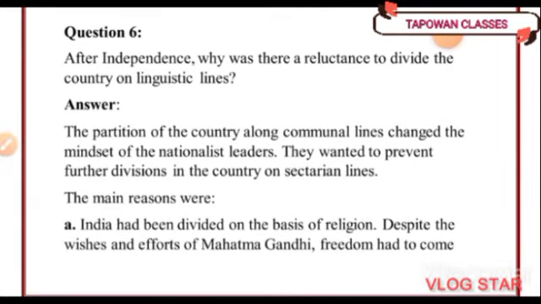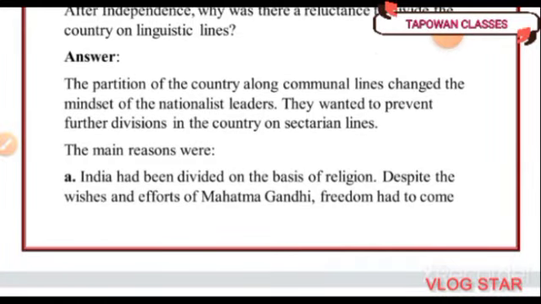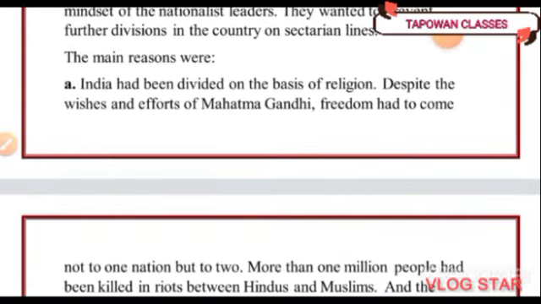Question number 6. After independence, why was there a reluctance to divide the country on linguistic lines? Answer: the partition of the country along communal lines changed the minds of the nationalist leaders. They wanted to prevent further division in the country on sectarian lines. The main reasons were: A. India had been divided on the basis of religion.